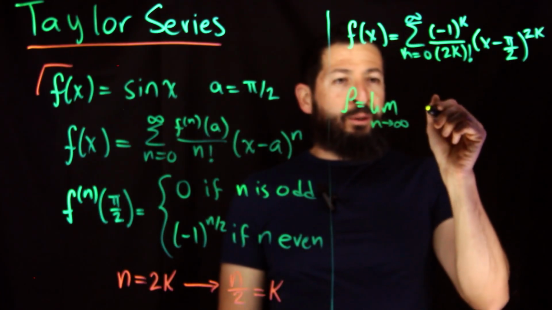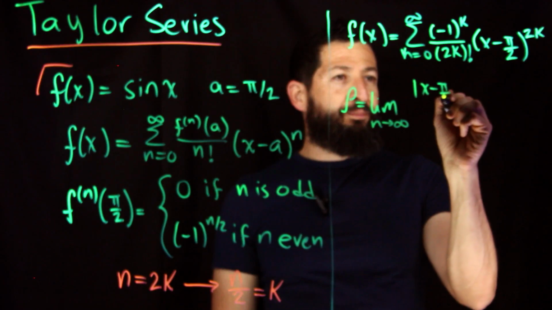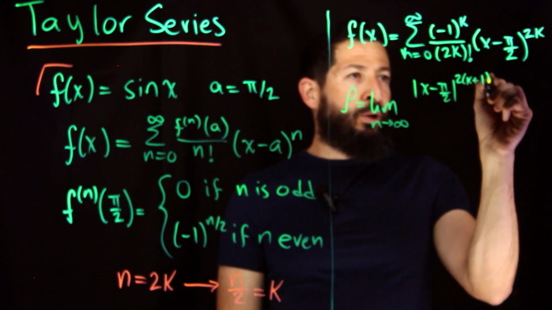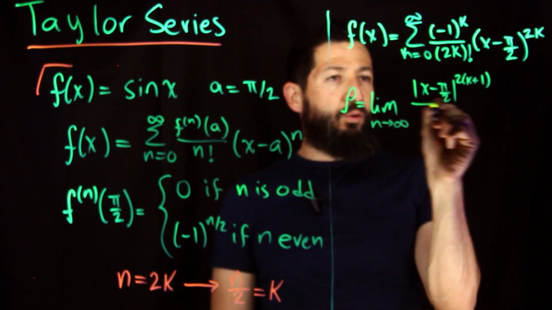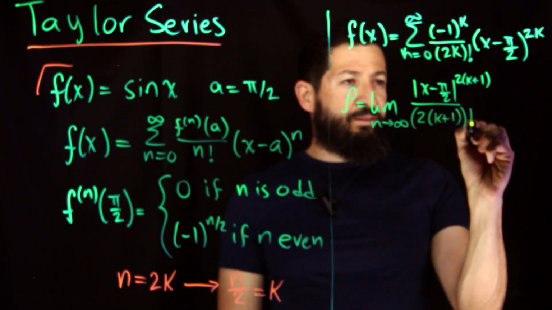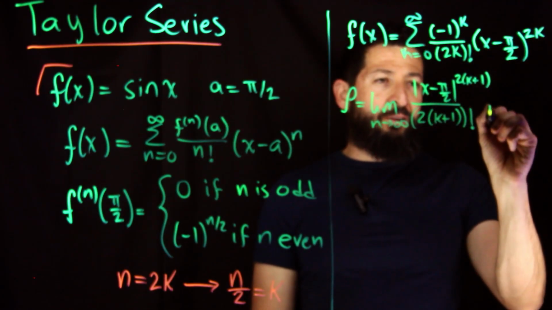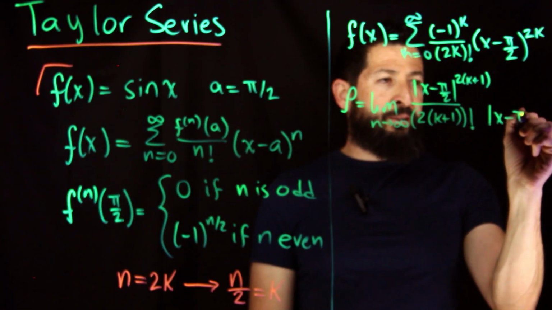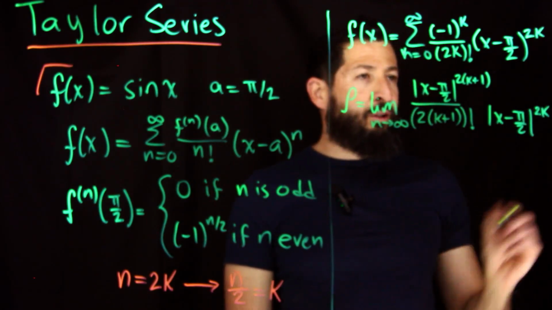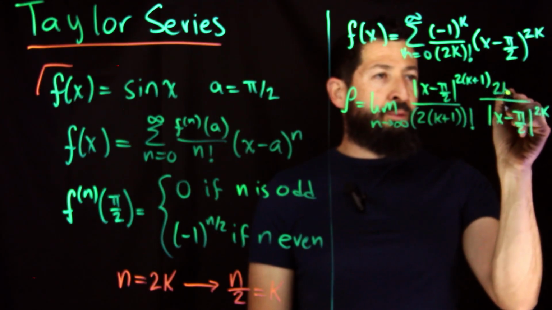The rest of the terms you can just write as the absolute value of x minus pi over 2 to the power of 2 times k plus 1, that's the k plus 1 term, over 2 times k plus 1, the whole thing factorial. Now I'm going to multiply times the reciprocal of this term, so in absolute value as well: absolute value of x minus pi over 2 to the 2k. My monitor looks like it still fits. Hopefully it does. And then here 2k factorial.